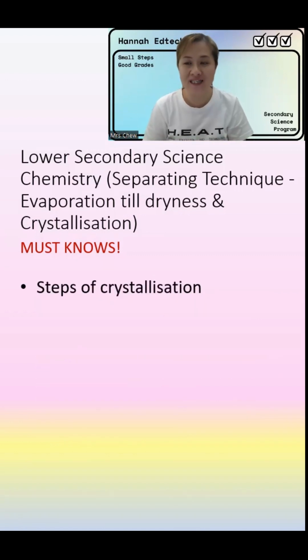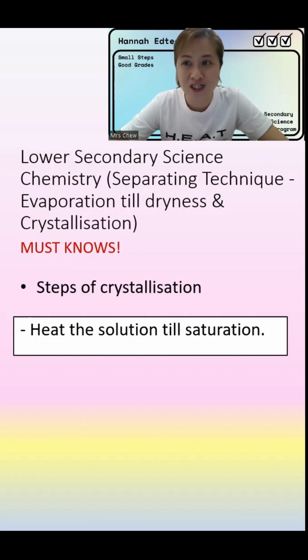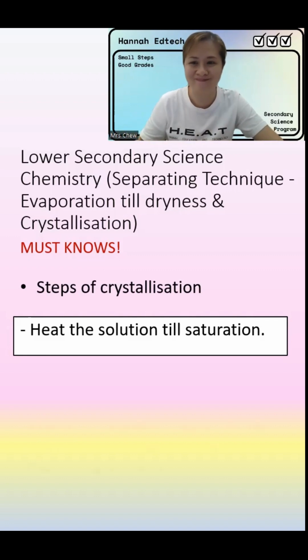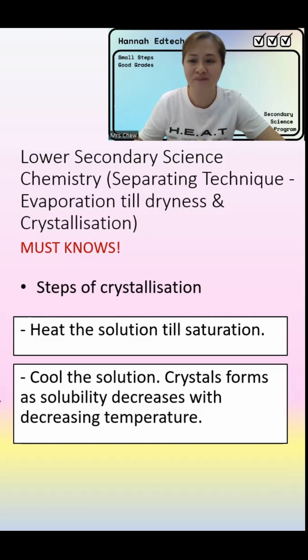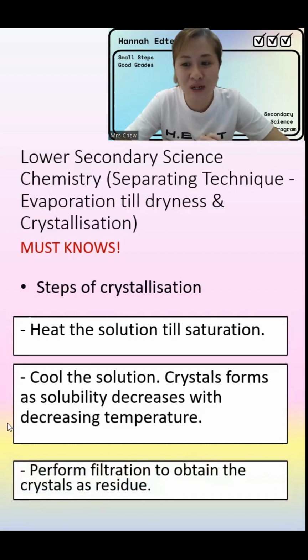Steps of crystallization. Now, students have to write certain keywords for the steps of crystallization in the open-ended question answers. Heat the solution to saturation. In the laboratory, we will usually heat the solution till two-thirds of the solvent has evaporated. Then we have to cool the solution. Crystals will form as solubility decreases with decreasing temperature. Lastly, perform filtration to obtain the crystals as residue.